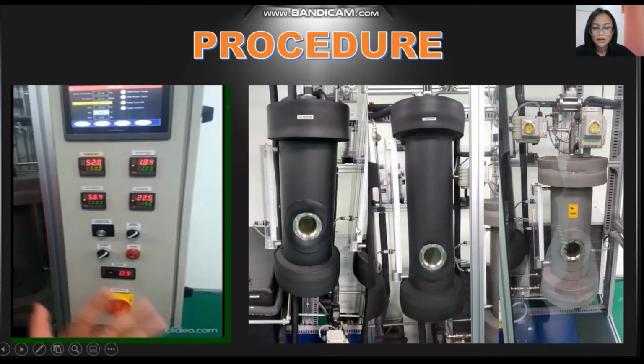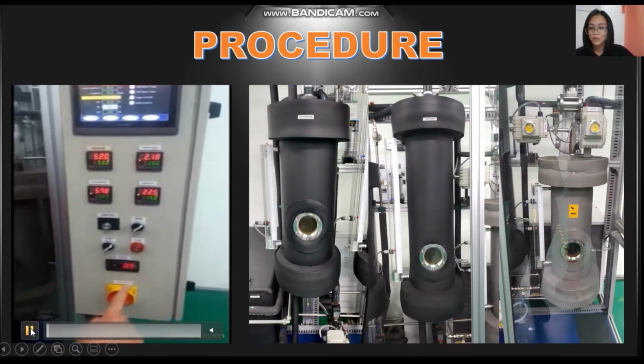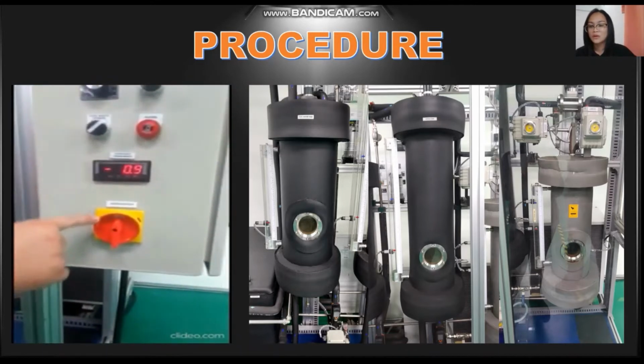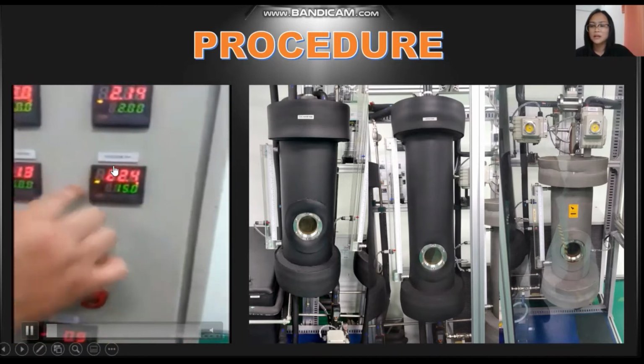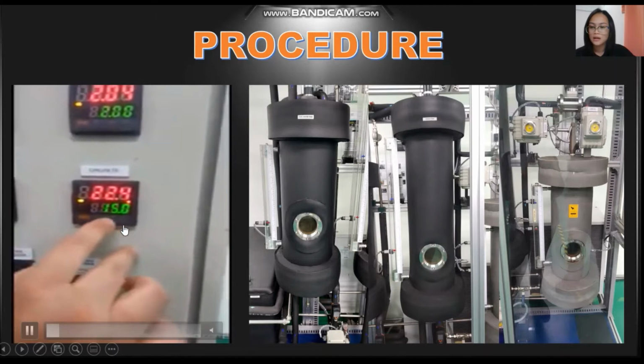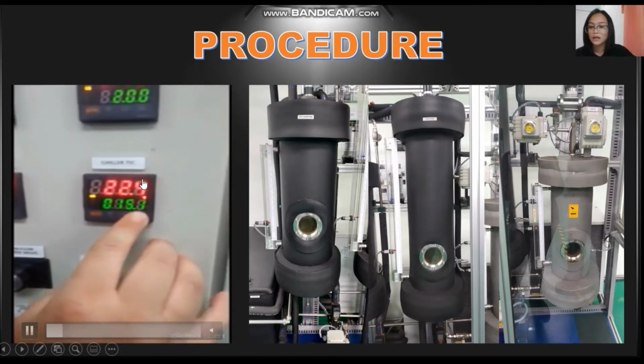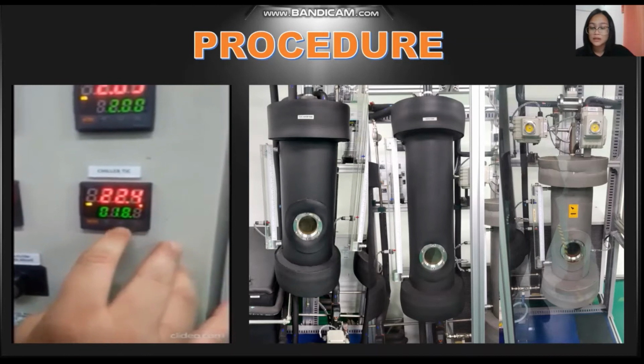The one in black color here is the chiller, and the one in between these two tanks is a mixing tank, and the tank in gray color is for a boiler. For the procedure, as usual, we need to switch on the main switch. After we switch on the main switch, make sure that the chiller temperature is 15 degrees Celsius. Let's say the chiller temperature is not at 15 degrees Celsius, we can adjust it until it reaches 15 degrees Celsius.